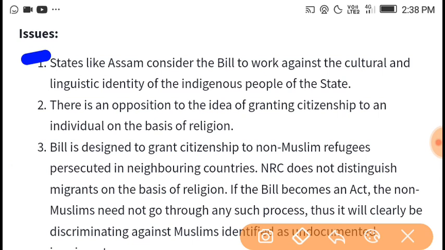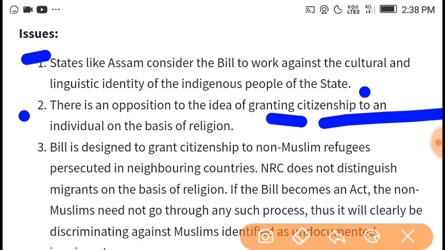Issues: states like Assam consider the bill to work against the cultural and linguistic identity of the indigenous people of the state. There is an opposition to the idea of granting citizenship on the basis of religion. The bill is designed to grant citizenship to non-Muslim refugees persecuted in neighboring countries.